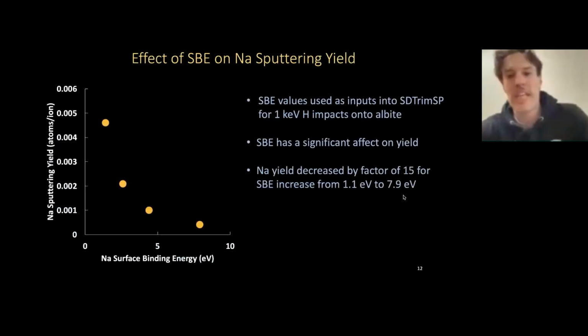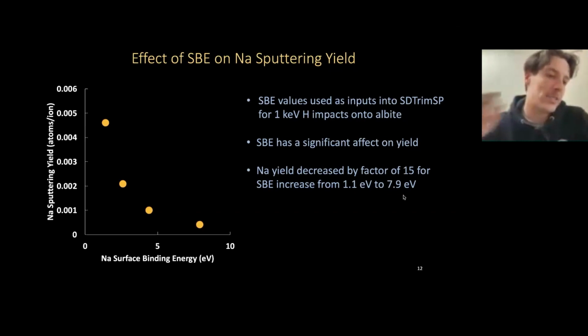So the important question to ask now is, okay, I've shown you that the surface binding energy is mineral specific. I've shown you it's highly discrepant from the common approximation. But what's important for these simulations is you need to quantify whether this has a discernible effect on the behavior that you care about. So what I did is I took the surface binding energy and I used it as an input into SDTrimSP for 1 keV impacts onto albite.